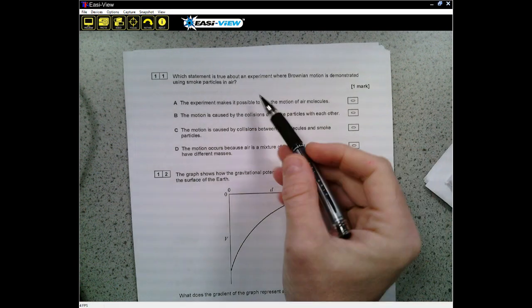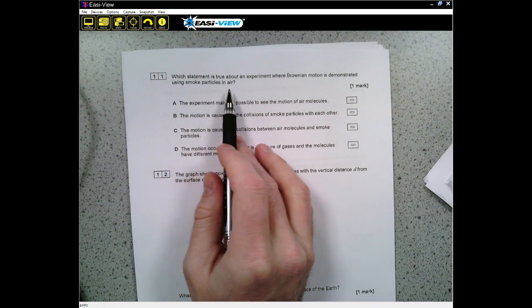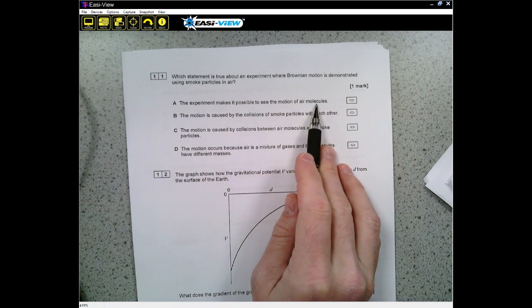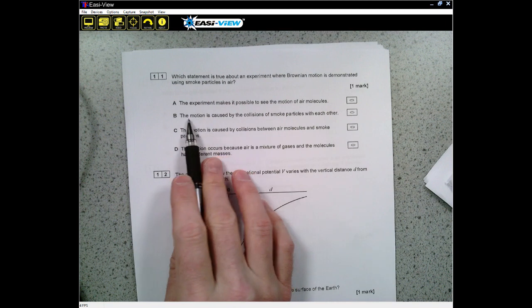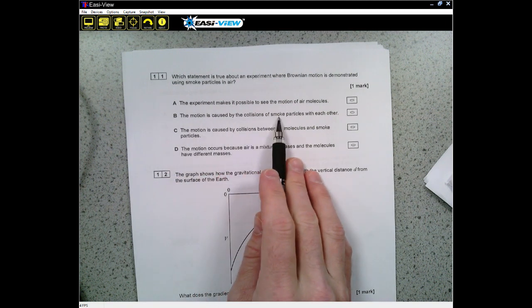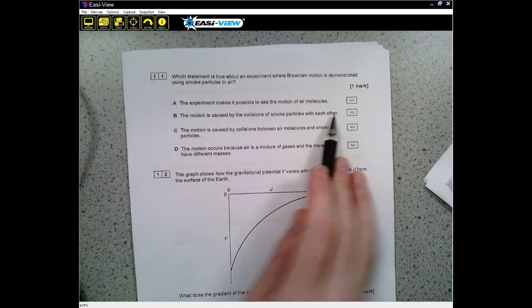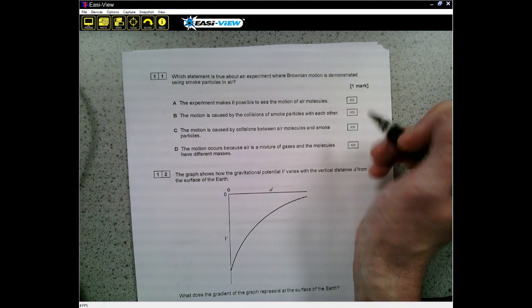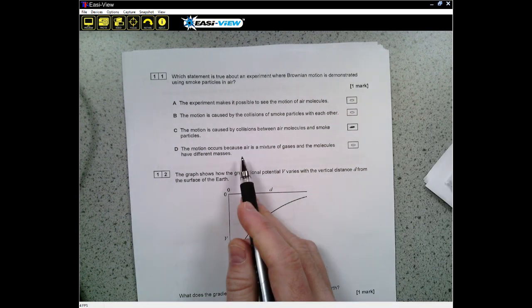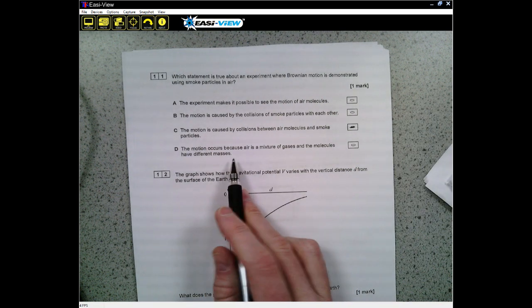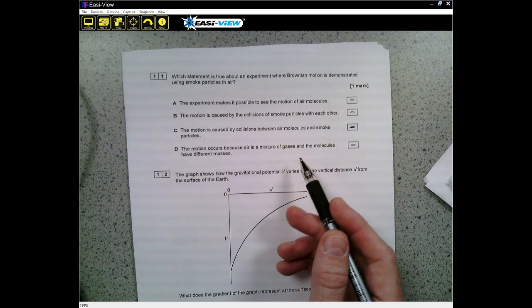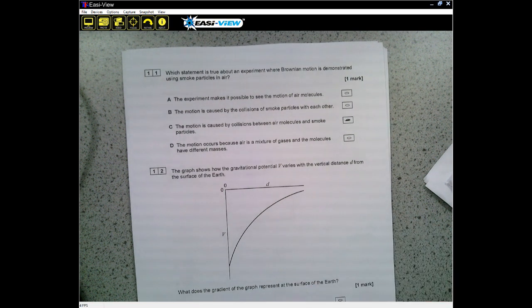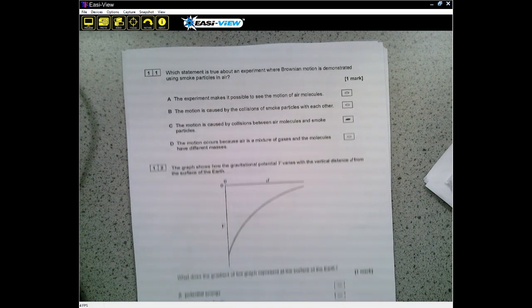So this one is about Brownian motion, demonstrated using smoke particles in air. Experiment makes it possible to see the motion of air molecules. Not really. The motion is caused by the collisions of the smoke particles with each other. Not really. The motion is caused by collisions between air molecules and smoke particles. Yes. Motion occurs because air is a mixture of gases and molecules are different. That would happen even if it wasn't a mixture of gases. So the best answer of these is the third one, that the motion is caused by collisions between the air molecules and the smoke particles.